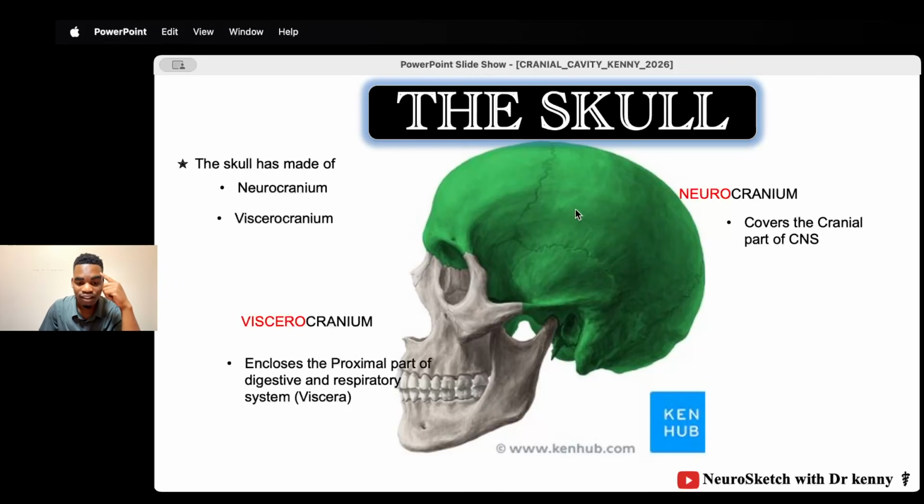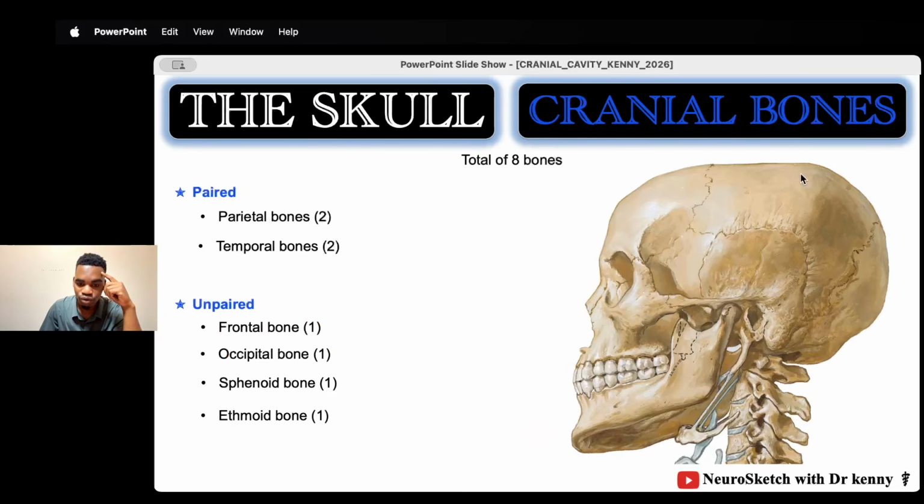Going back to square one, we say the skull is made of the neurocranium, which houses your brain, and the visceral cranium, which is also called the facial cranium. Now, the neurocranium is made up of eight individual bones, which are called the cranial bones. Of these, we said the parietal and the temporal are paired bones, and the rest are unpaired bones.